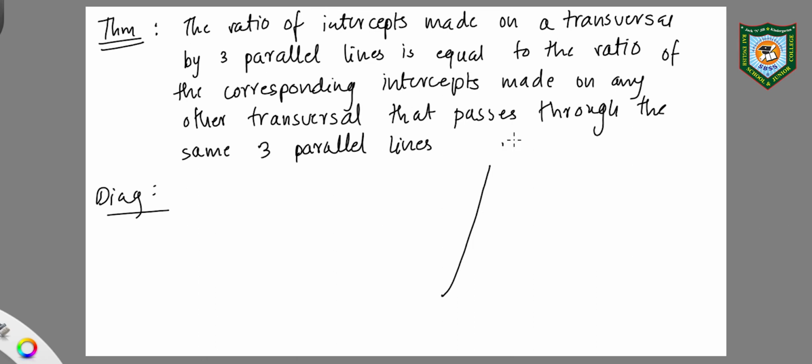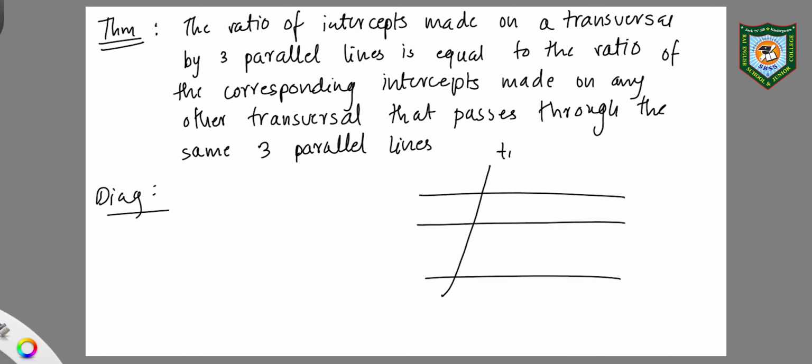So if this is my transversal T1 by three parallel lines. So I need to draw three parallel lines. This is 1, this is 2, this is 3. I'm going to name them as A, B and C. My parallel lines are L, M and N. Now, the ratio of intercepts made on a transversal by three parallel lines is equal to the ratio of the corresponding intercepts made on any other transversal.